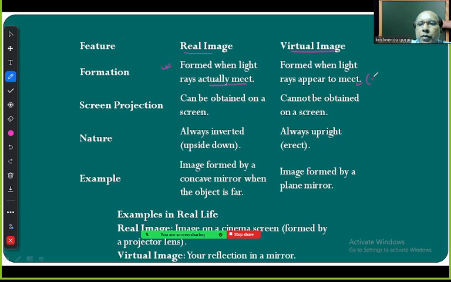In case of a plane mirror, it is a virtual image. I already told you. Screen projection: a real image can be obtained on a screen, but a virtual image cannot be obtained on a screen. Nature: a real image will always be inverted, and a virtual image is always upright. That is, in case of a plane mirror, it is upright, that is erect. An example: the image found by a concave mirror when the object is far is a real image. An image by a plane mirror is a virtual image.